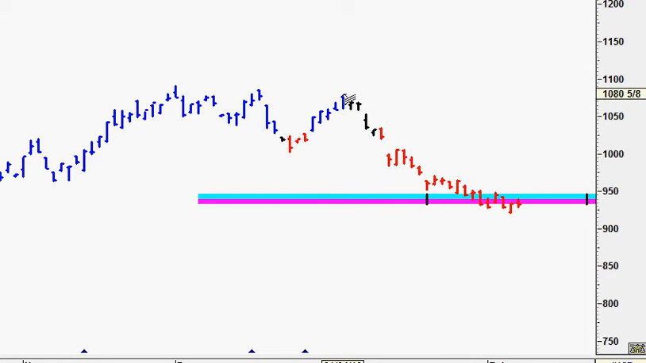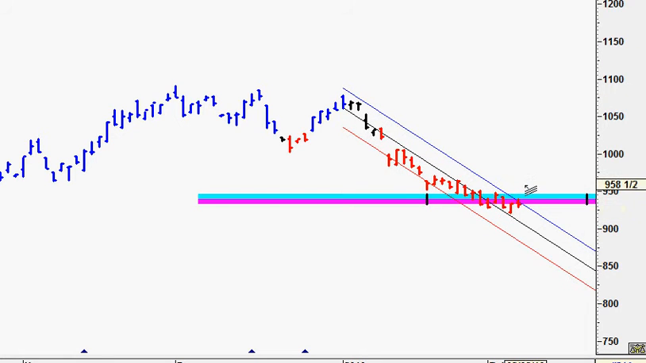Now again, if you put this trend regression on it, today's action isn't on here, but if today's action opens up and closes up here, you can see that will be a break of the trend regression channel, and I think we've got a good trade going in beans.